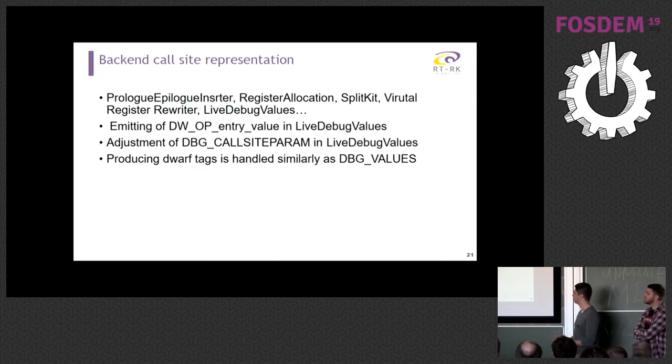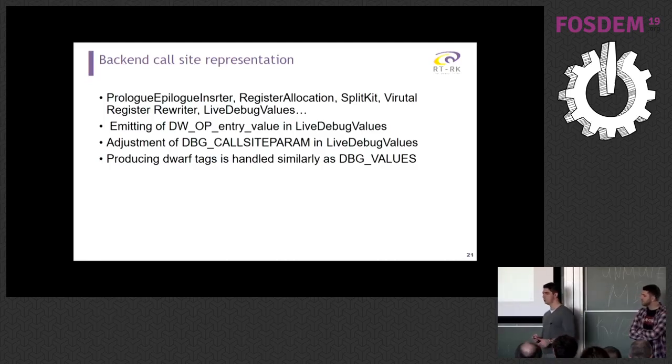Once these locations are clobbered, we should emit this DBG value with a new expression, DW_OP_entry_value. Also, this pass knows for each basic block range which variables are live at that point. So we also adjust DBG call site param instructions here. By adjusting, we mean that we delete the instructions that are not valid. Invalid instructions are ones that have neither a primary location nor a backup location. Invalid backup locations are ones that reference variables that are not seen at that point of the block.